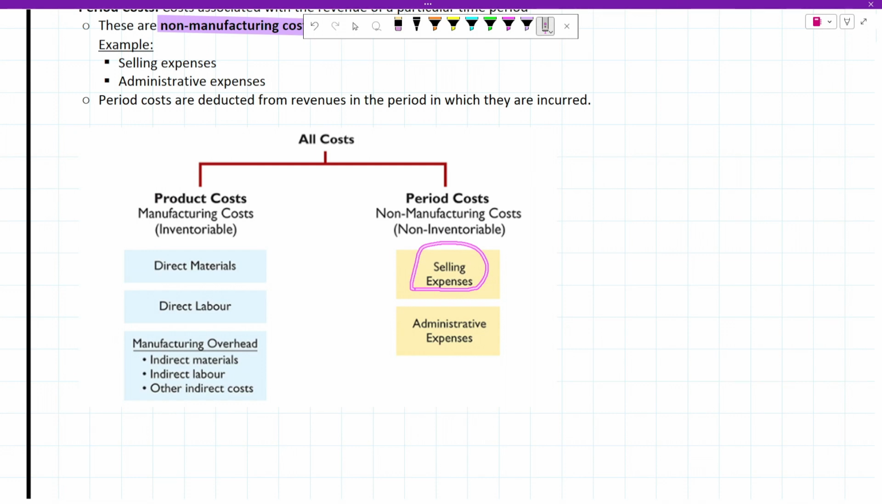This doesn't happen in the facility or the manufacturing of the final product. This is after it's manufactured. So this is a non-manufacturing cost. And an administrative expense is the exact same example. It doesn't take place in the facility in which the final product is made or manufactured.